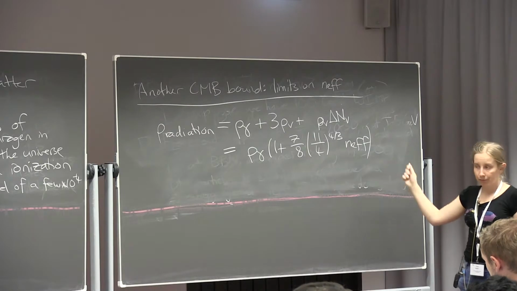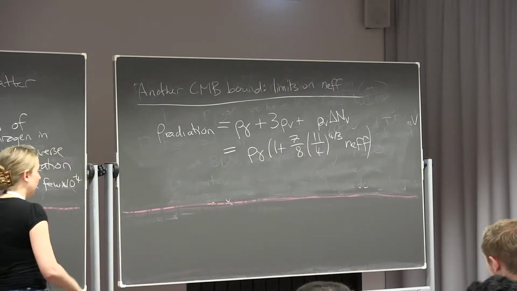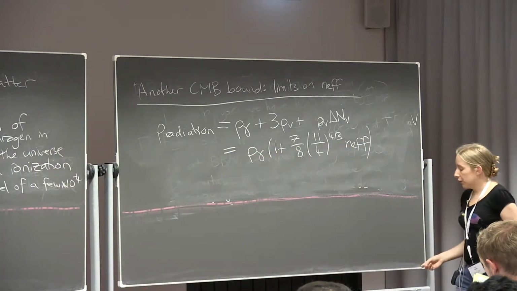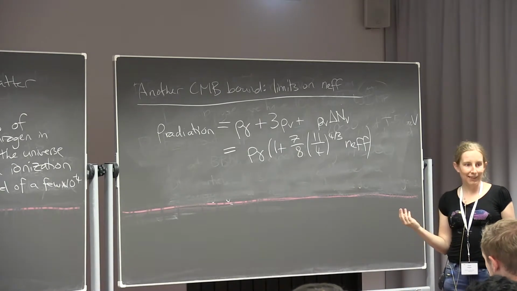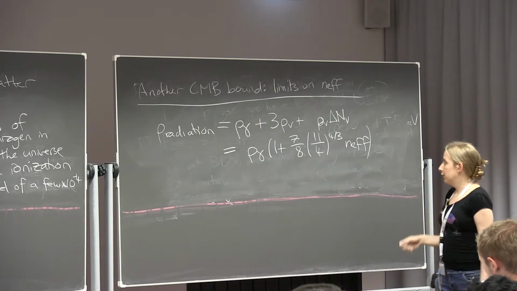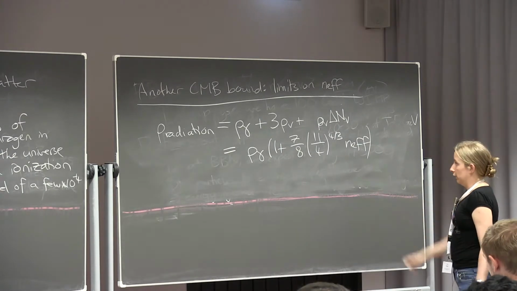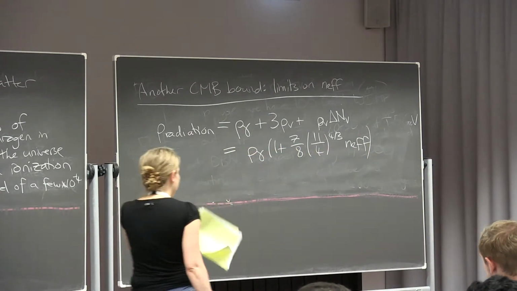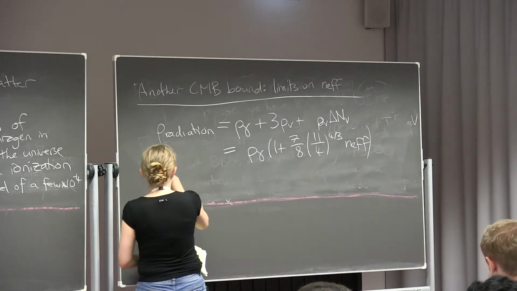Okay? But all we really care about for this constraint is the total energy density in radiation. So these additional contributions could come in the form of extra Majorana fermion species, or extra light scalars, or extra gauge bosons, or something along these lines. So N effective here is the effective number of neutrino species.